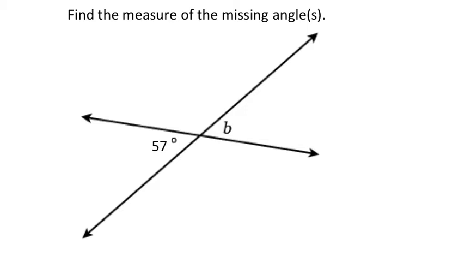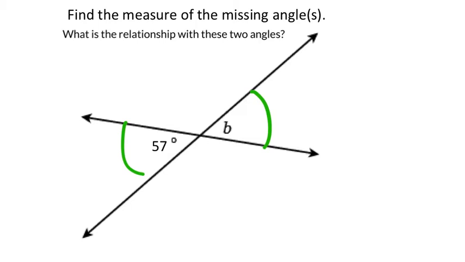Find the measure of the missing angles. Well, what's the relationship between these angles? That's a good question right there. What is the relationship with these two angles? I think some of you guys noticed, just because we went over the vocabulary there, 57 degrees and angle B right here, they are through the vertex. So these two are vertical.